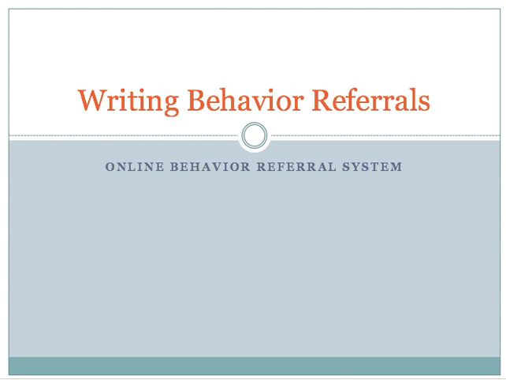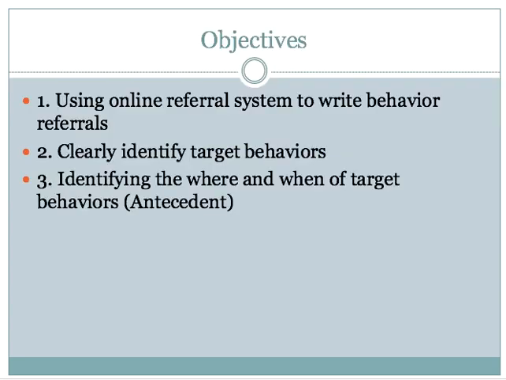Today we are going to talk about how to write a behavior referral on the online behavioral referral system using ASPEN. We're going to look at, again, using the online referral system to write behavior referrals. We are going to talk about clearly identifying target behaviors and identifying the where and when of the target behaviors, or the antecedent of the behavior.